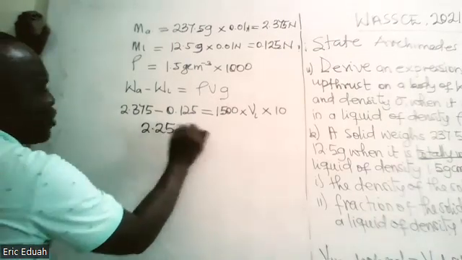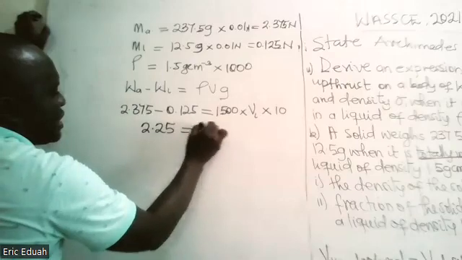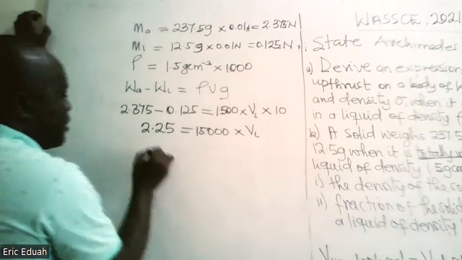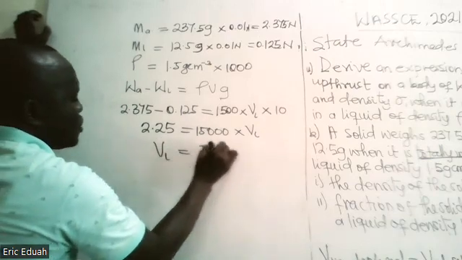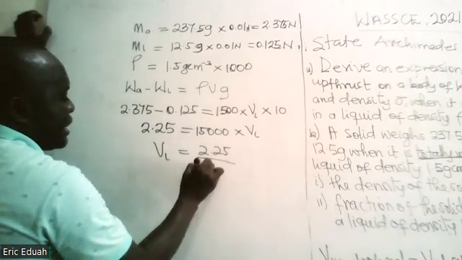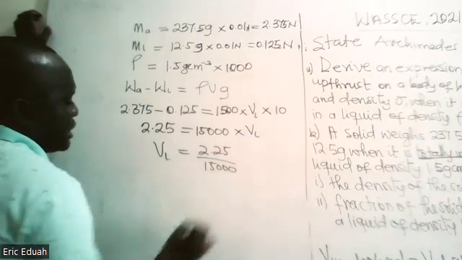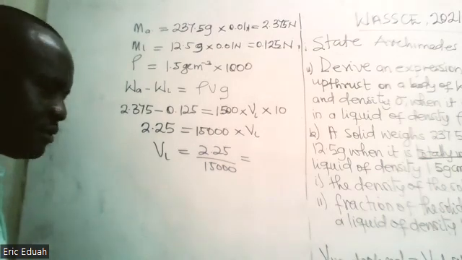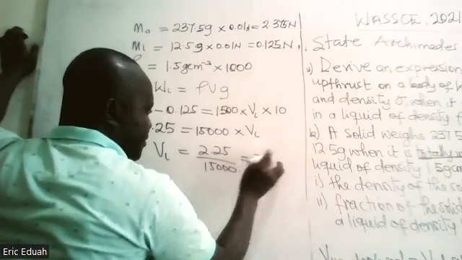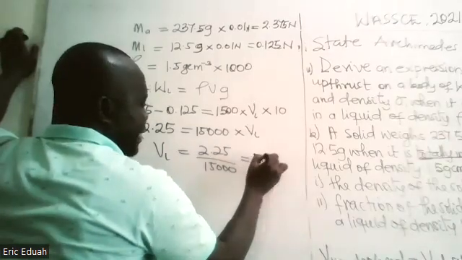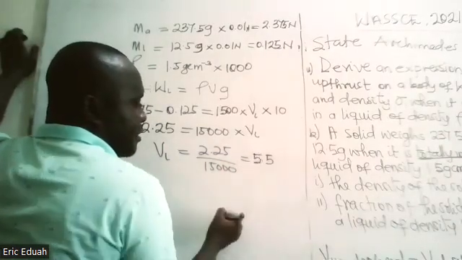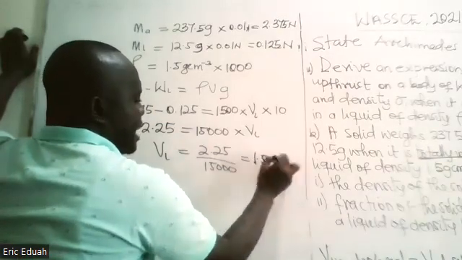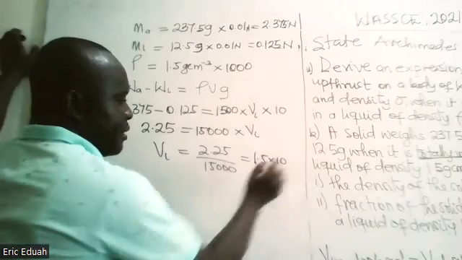2.25 is equal to 15,000 times VL. VL therefore will be equal to 2.25 divided by 15,000. And that will be equal to 1.5 times 10 to the power negative 4.